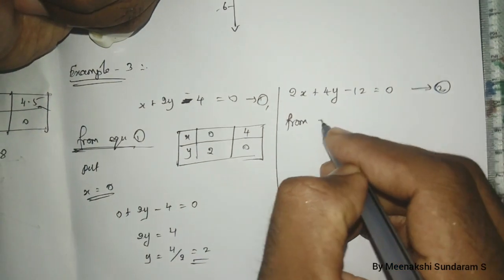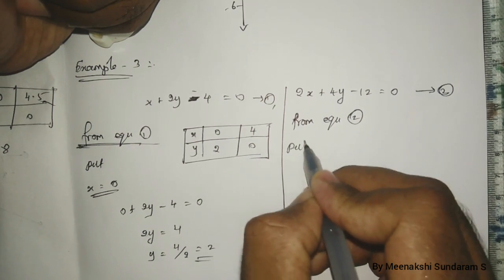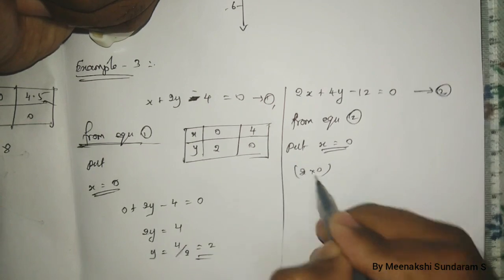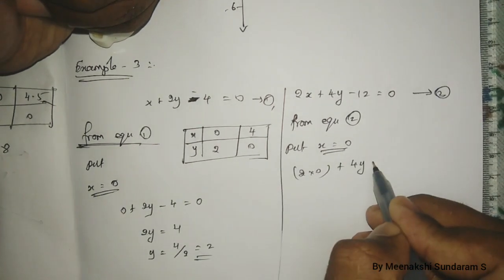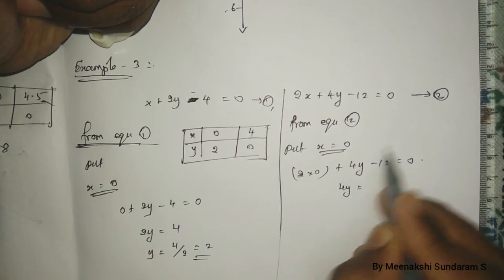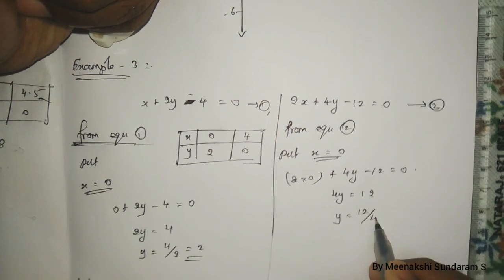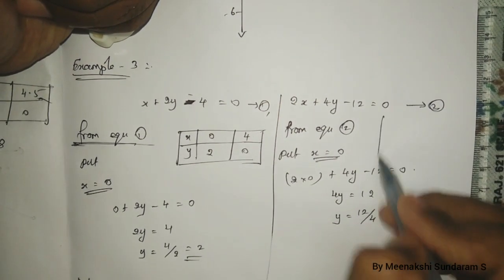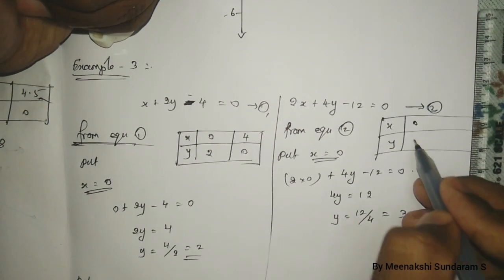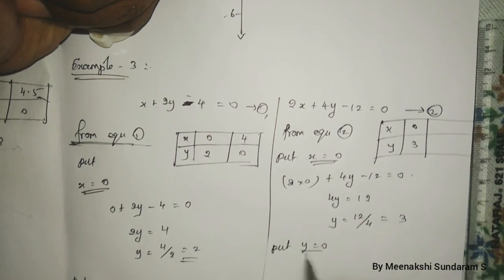From equation 2, put x equal to 0 in this equation. So 2 into 0 plus 4y minus 12 equal to 0. Then the first term is obviously 0. So 4y is equal to, the minus 12 goes to the other side and becomes plus 12. So y is equal to 12 by 4, that is 3. Clear? So when x is 0, the y value is 3.